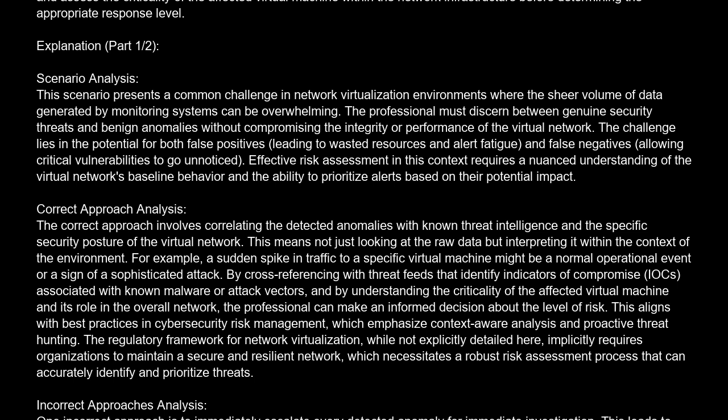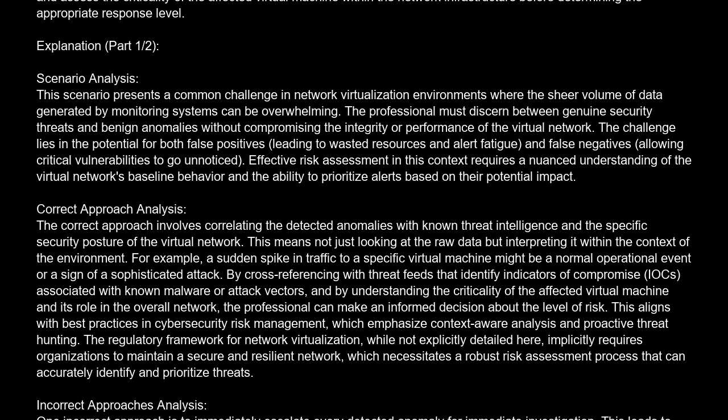Effective risk assessment in this context requires a nuanced understanding of the virtual network's baseline behavior and the ability to prioritize alerts based on their potential impact. Correct approach analysis. The correct approach involves correlating the detected anomalies with known threat intelligence and the specific security posture of the virtual network. This means not just looking at the raw data, but interpreting it within the context of the environment. For example, a sudden spike in traffic to a specific virtual machine might be a normal operational event or a sign of a sophisticated attack.